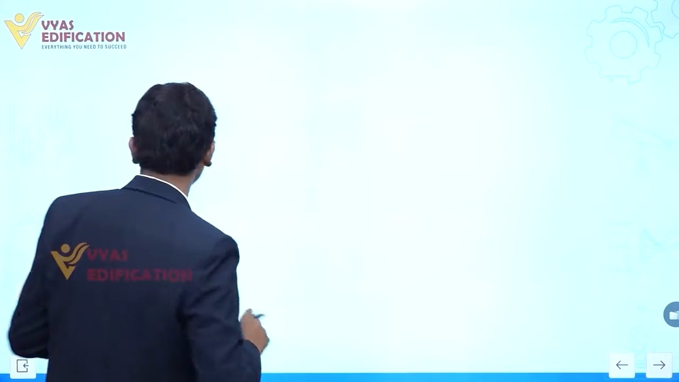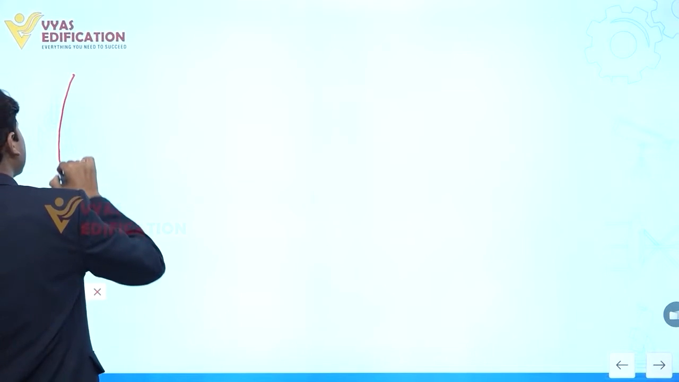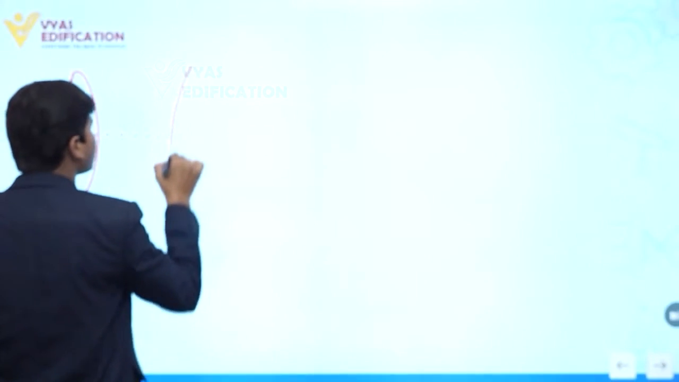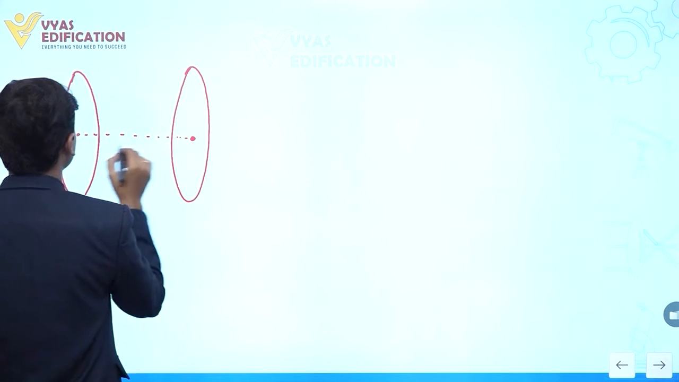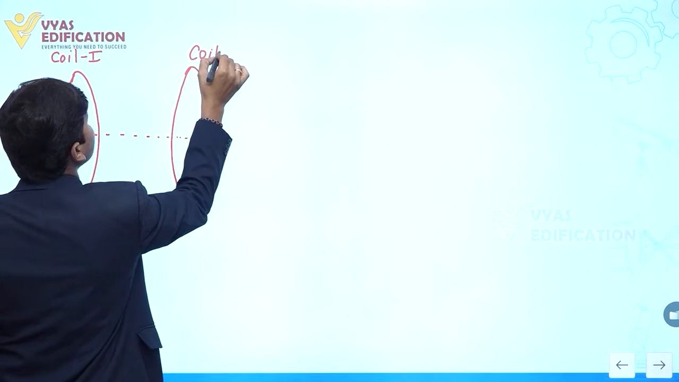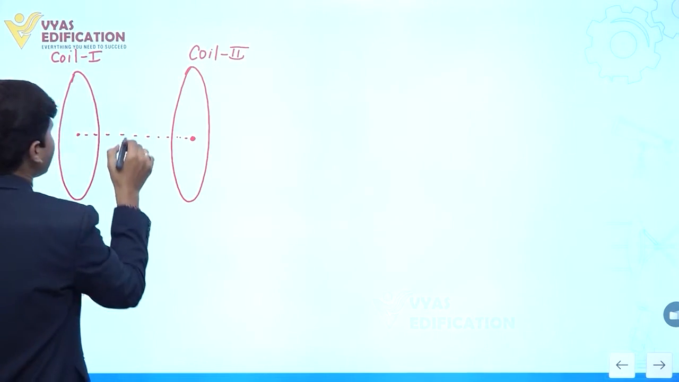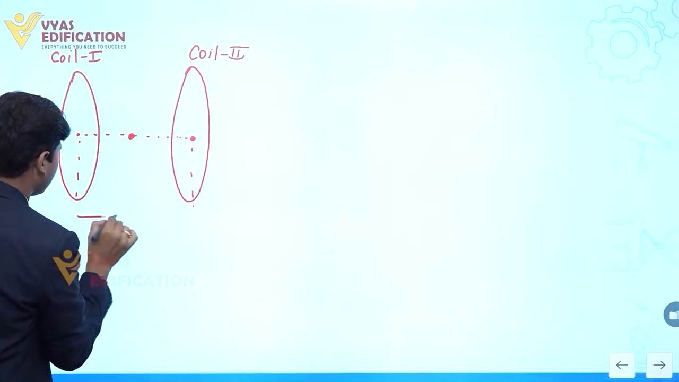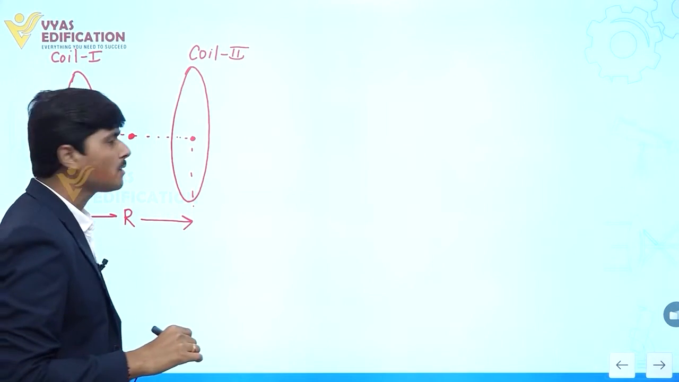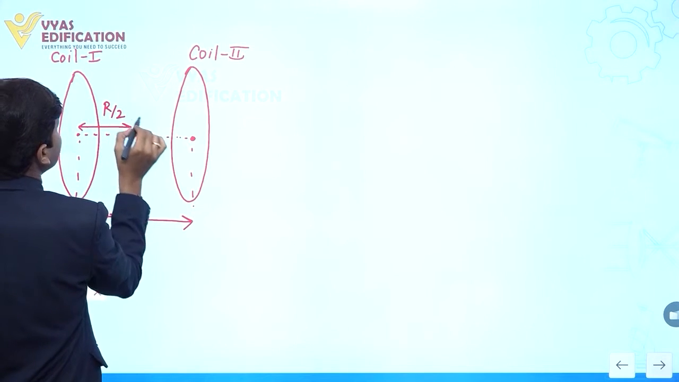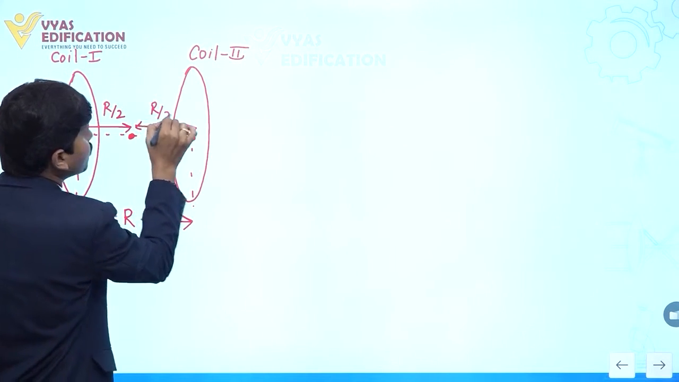Actually this arrangement is known as Helmholtz coils, clear? Let's suppose I am taking here coil number 1, and let's suppose this is the center, and from the center we have one more coil like this, clear? This is coil number 1, and this is coil number 2. Let's suppose I am taking the midpoint between these two coils, and one more parameter is given to you: the distance between these two coils is capital R. So if this is the midpoint, this distance is R by 2, and this one is also R by 2, clear everyone?